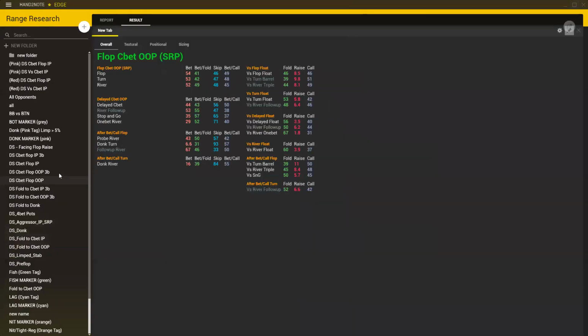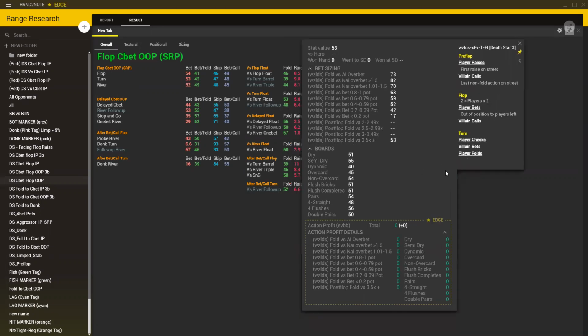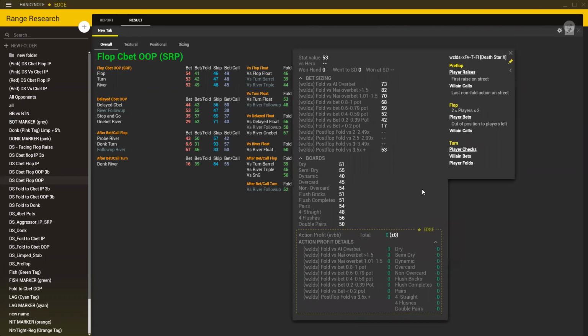So we'll be having a look at the CBET flop OOP pop-up, because it's here we'll find the pool versus turn float bet data. Just to start off with a basic data point, we can see the player pool is folding 53% of the time when facing a float bet on the turn. And let's take a look at the different bet sizings. We can see consistent automatic profit across the different bet sizing ranges.